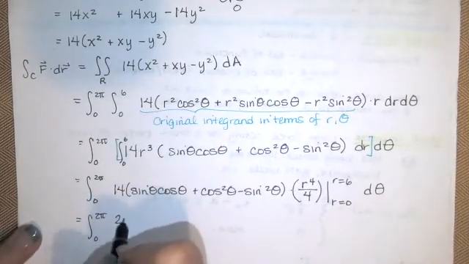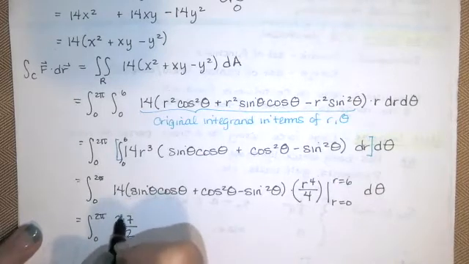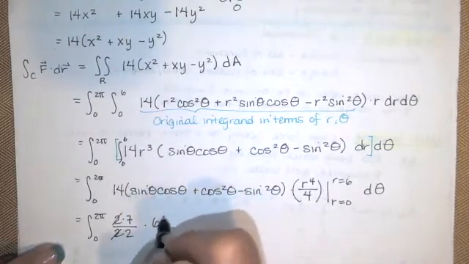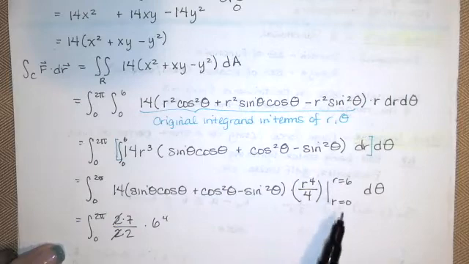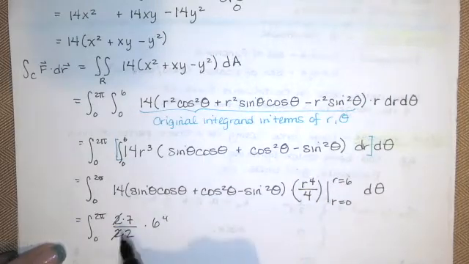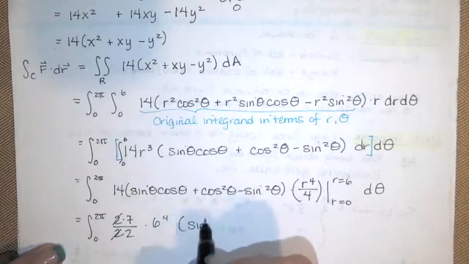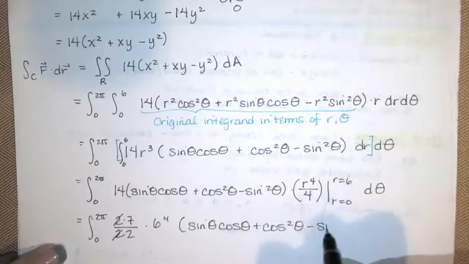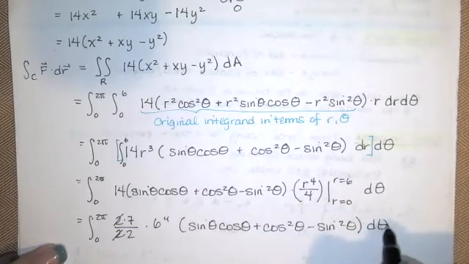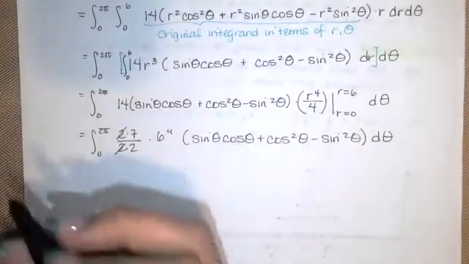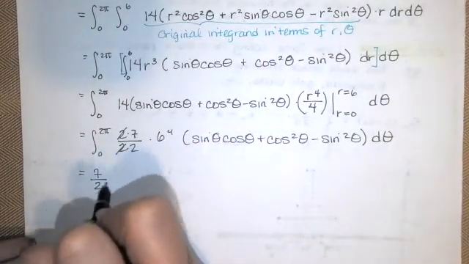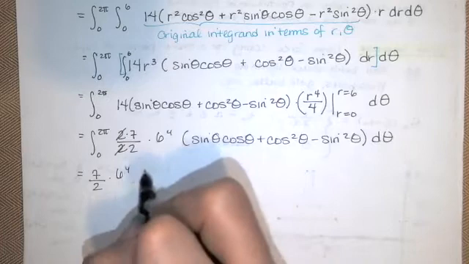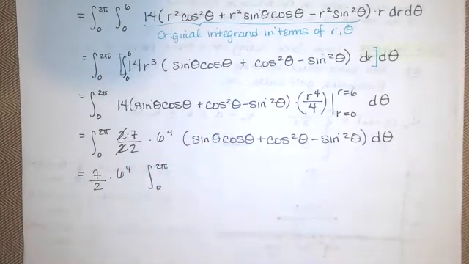we can think of as 2 times 7 over 2 times 2. The 2's reduce. And then we'll have 6 to the 4th there, minus 0 to the 4th, which is just 0, times all of this. And of course, we could simplify further because 6 is 2 times 3, but we don't have to yet. I think I want to just evaluate this integral in terms of theta next.